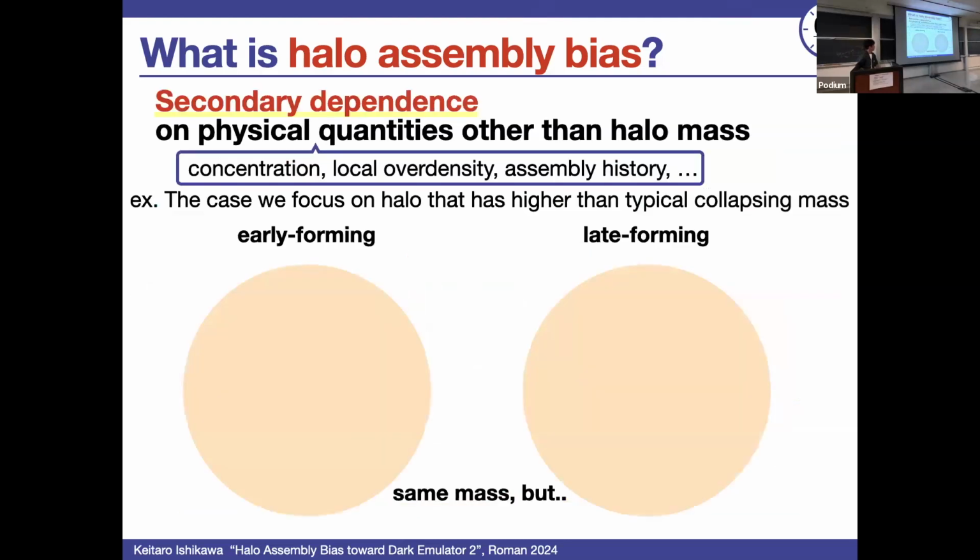Then, what is halo assembly bias? To put it briefly, it is a secondary dependence on physical quantities other than halo mass. These quantities are concentration, local overdensity and assembly history. Today, we only talk about concentration. For example, in this case, we focus on halos that have higher than the typical collapsing mass. Halos of the same mass have different formation times, early forming and late forming.